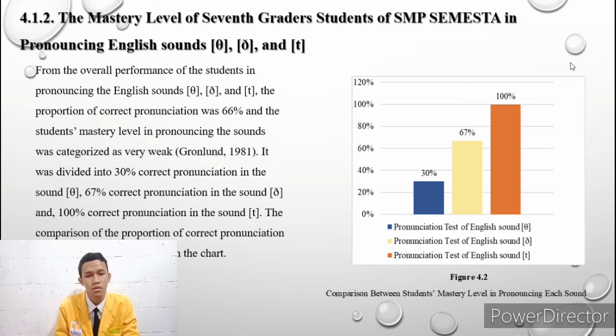It was divided into 30% correct pronunciation in the sound th, 67% correct pronunciation in the sound th, and 100% correct pronunciation in the sound th. The comparison of the proportion of correct pronunciation for each student could be seen in the chart. Based on the chart, the student mastery level in pronouncing sound th was categorized as unsatisfactory, for the sound th was categorized as very weak, and for the sound th was categorized as outstanding.